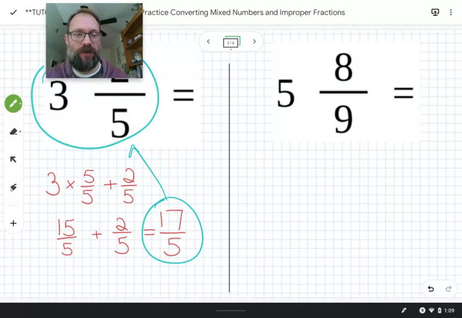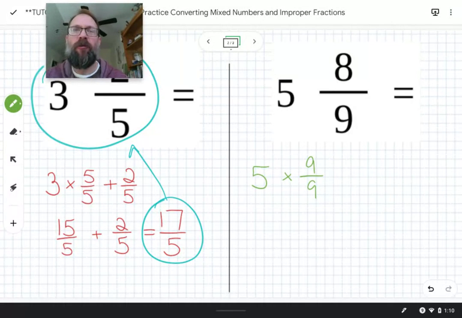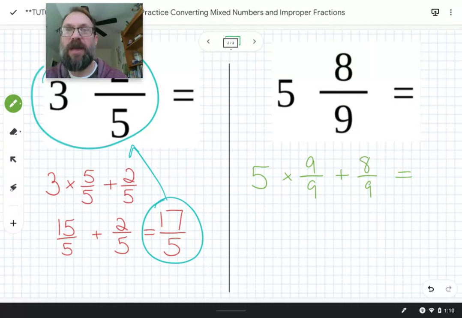All right, so step 1. Let's go ahead and figure out how many 9/9 or whole fractions are in 5. And to do that, we'll multiply 5 times 9/9. And then, of course, we have to add the 8/9 that are left over. So we'll add the 8/9 after that. All right. So what does that equal? Well, let's see. 5 times 9/9. 5 times 9 is 45.